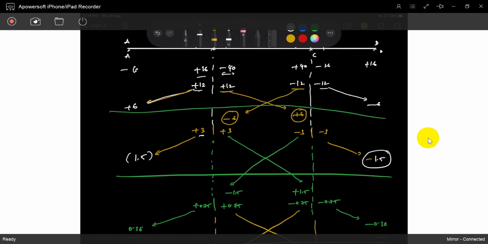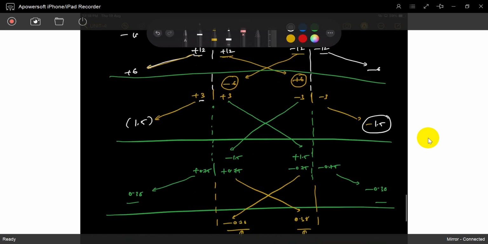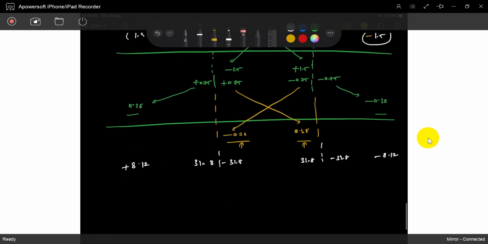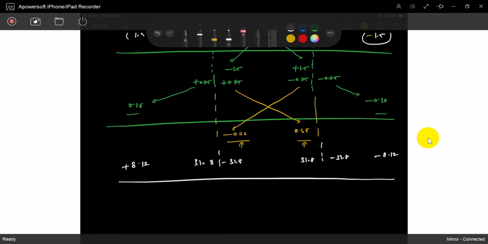Okay, see, minus 16 plus 61.5 plus 0.38, it will come 8.12. So 8.12 plus, if you observe it, it will come like 31 or 32. 31.8. It will come again 31.8 minus 31.8. Here the same 8.12 will come like this. Exactly symmetry, na? Exactly symmetry.